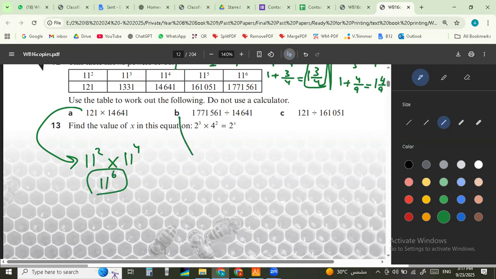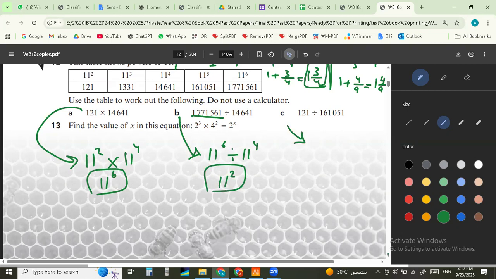But question B here, this number, 1,771,561 divided by this, definitely do not go and do the long division. It's impossible. You're not supposed to do that. Never do this. They're just telling you that this whole big number is 11 to the power of 6, divided by this big number is 11 to the power of 4. So it's just 11 to the power of 2.